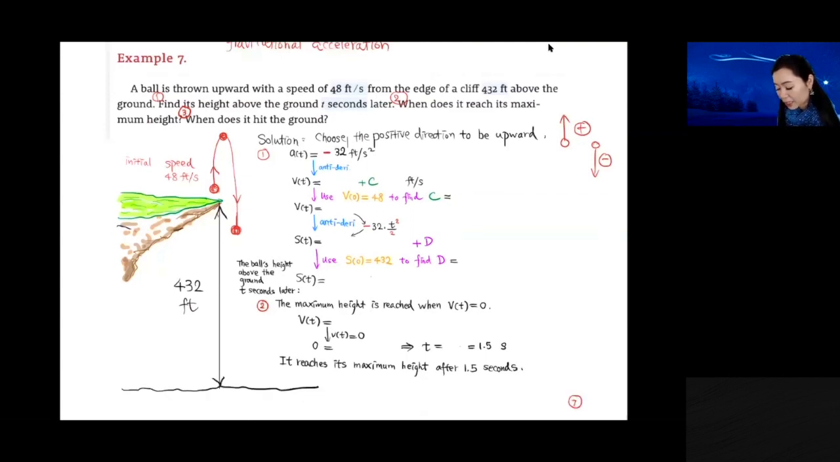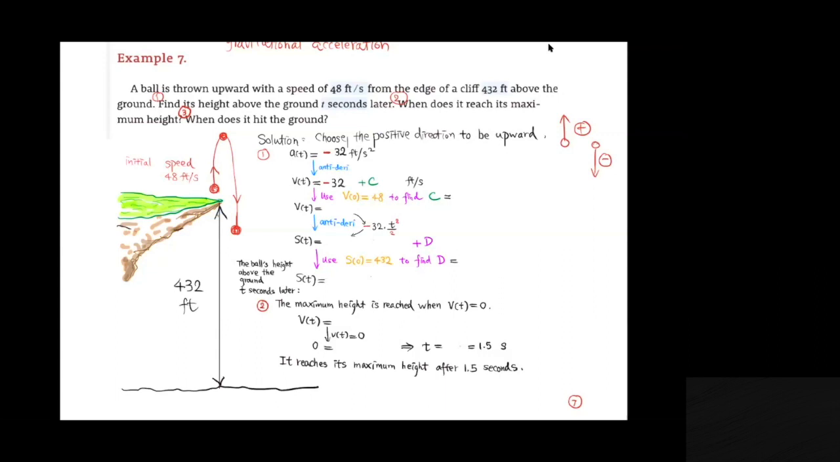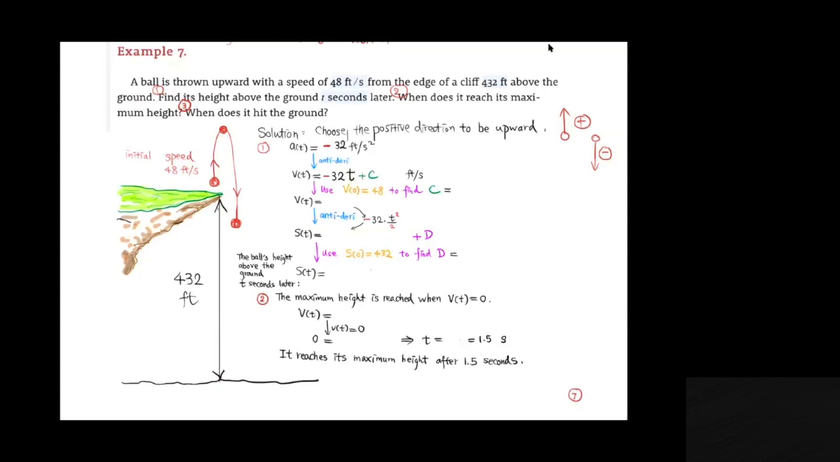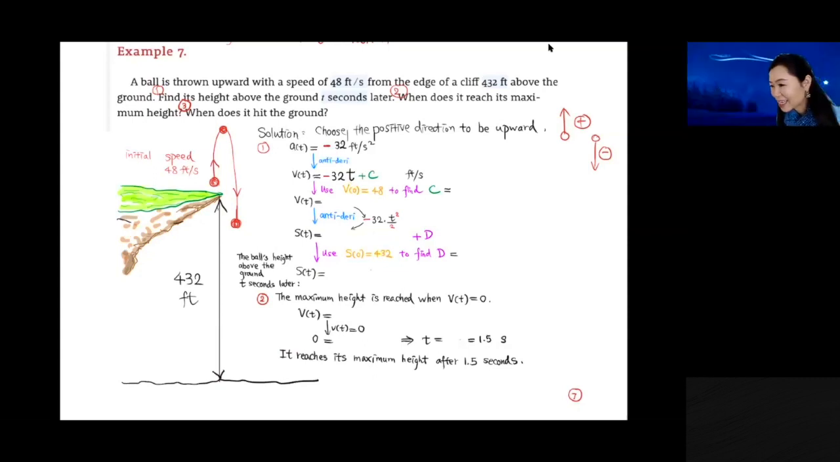Now we're trying to find the position function, so we're going to take the antiderivative twice. Let's take the antiderivative once. So what does v(t) equal? What's the antiderivative of negative 32? Negative 32 what? t, right? Negative 32t.